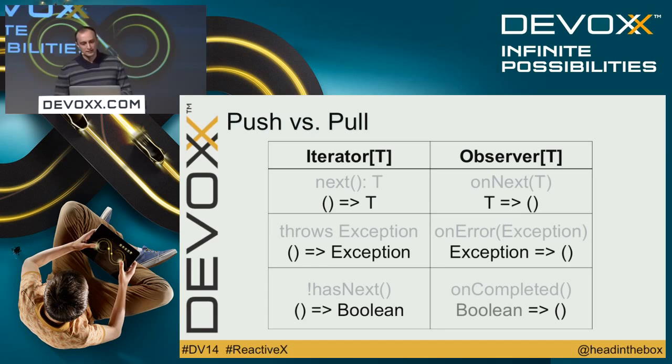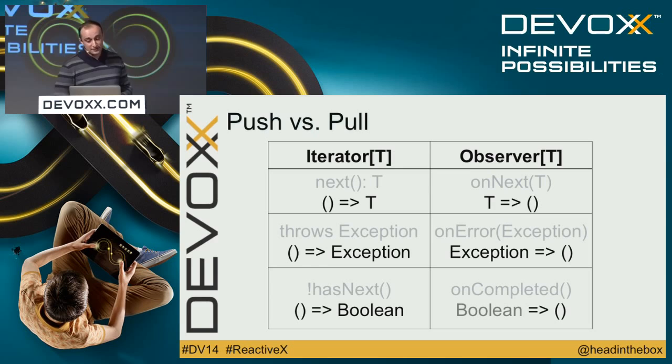Let's look at how they compare. Iterator's next function is a function that takes, so for the non-Scala people, this empty tuple, you can see that as void. You know, it takes no arguments and then returns something of type t. Now, observer is exactly the opposite. It takes something of type t and then does something but doesn't return a value.